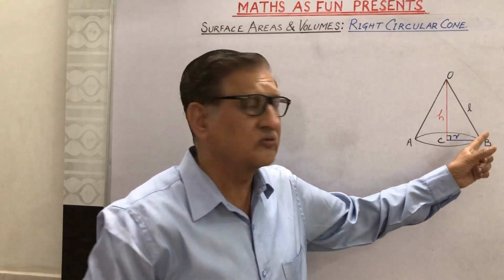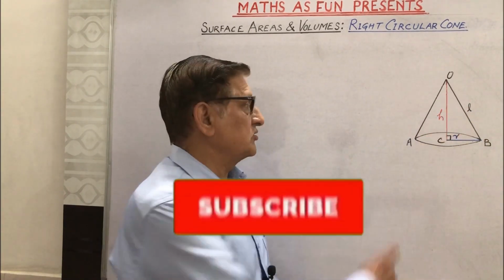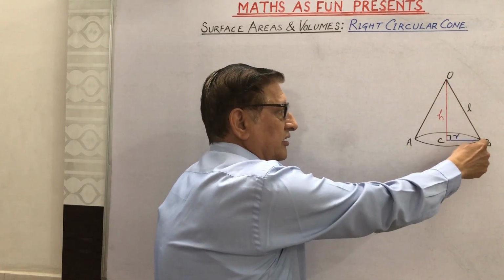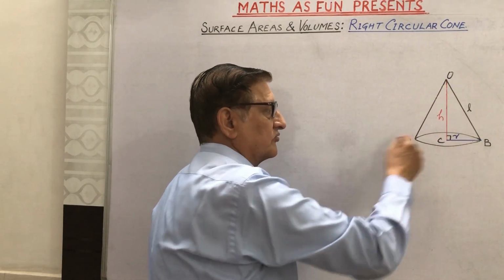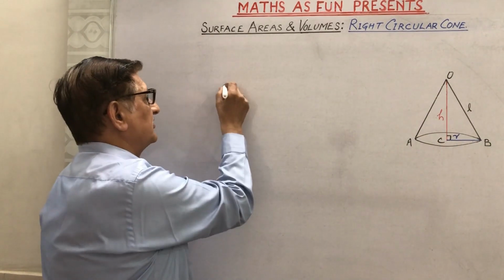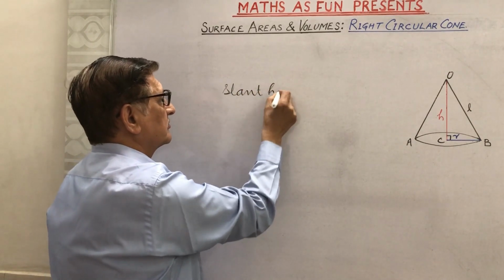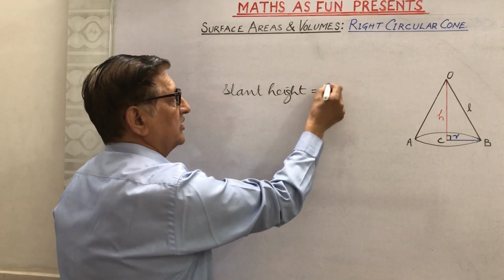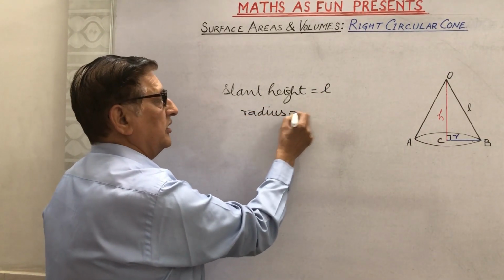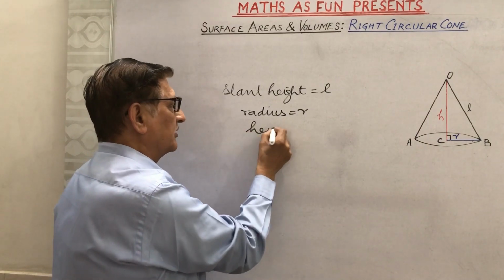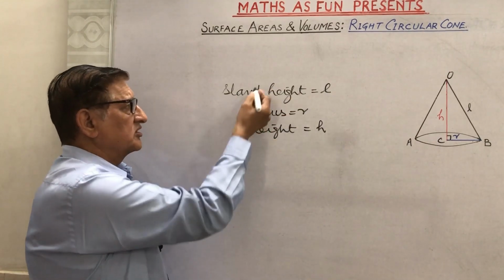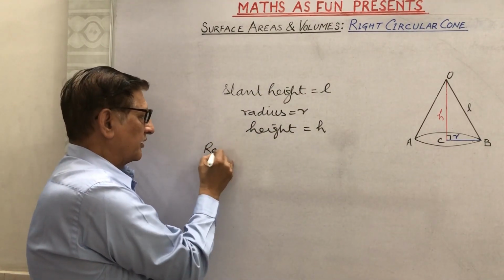Here also we have formed one of the figures. In this you can see this is the vertical height of the cone, this is the slant height and this is the radius of the base. Now here suppose the slant height of the cone is L, the radius of the base is R and the vertical height, that is height, is equal to H. Let's learn about the relation between L, R and H.